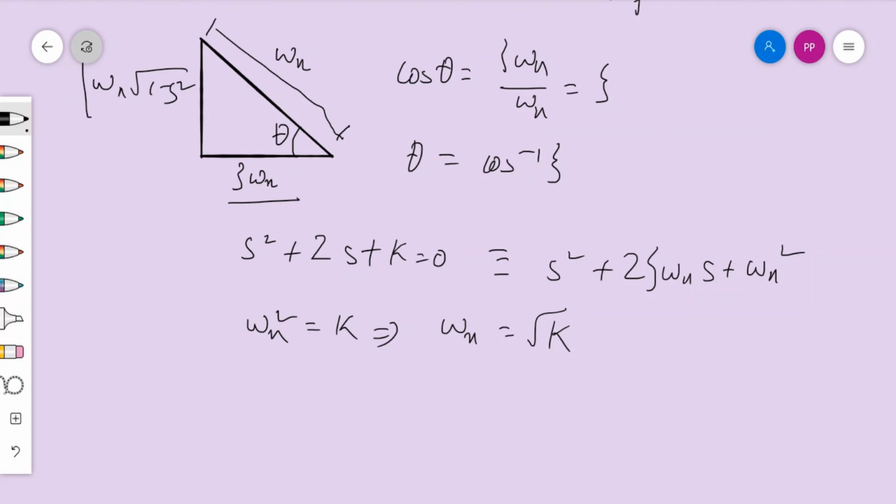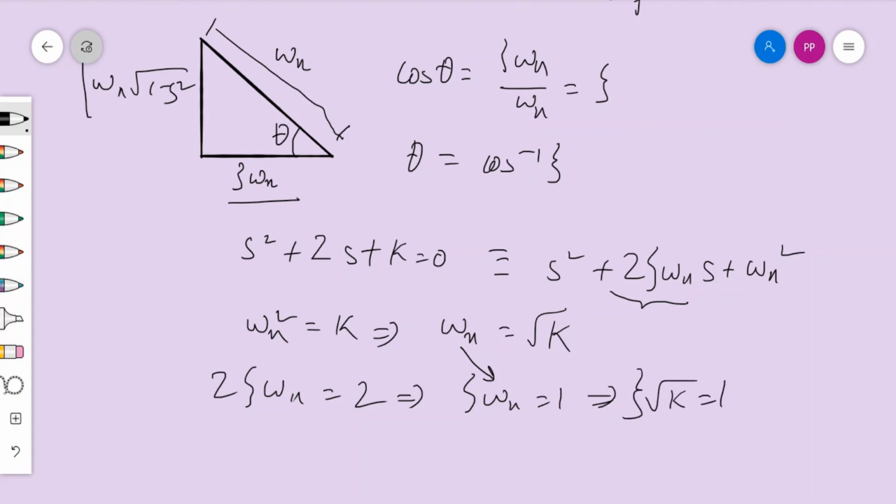Let us compare the second term. 2 xi omega n equals 2 implies that xi omega n equals 1, and instead of omega n we place root k. So xi root k equals 1, implies that square root k equals 1 by xi, implies that k equals 1 by xi square. So let us go to the figure.